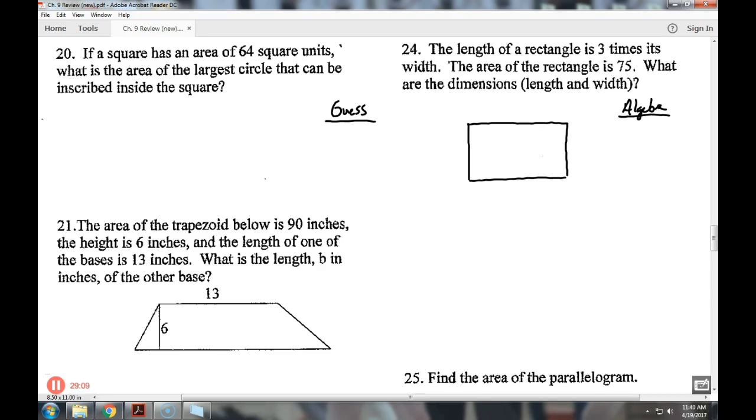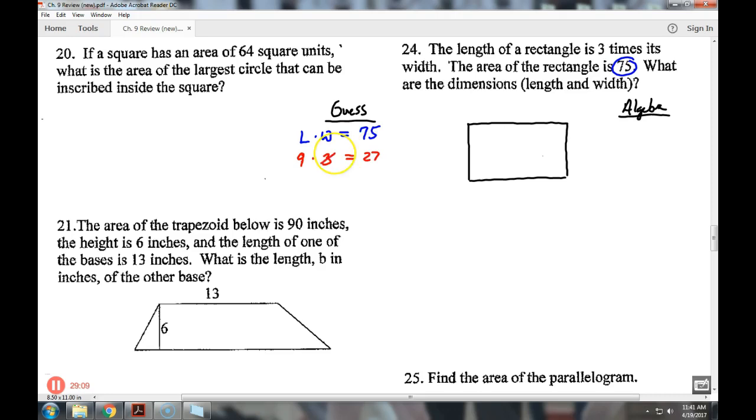So, the guess method. I kind of like the guess method because you could do length times width. You know that it has to come out to be 75 because the area is 75. And now let's just start picking numbers to where the length is 3 times bigger than the width. So just pick some number. Maybe make the width 3 and make the length 9. So now I've guaranteed that the length is 3 times bigger than the width. But that's too small. It only comes out to be 27.